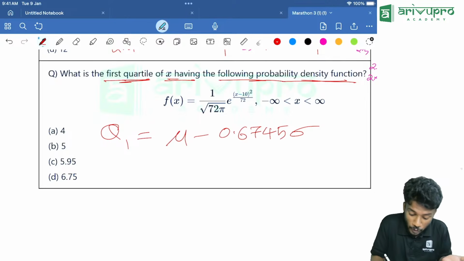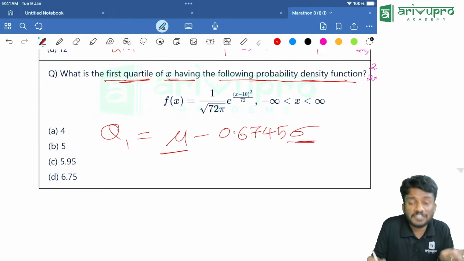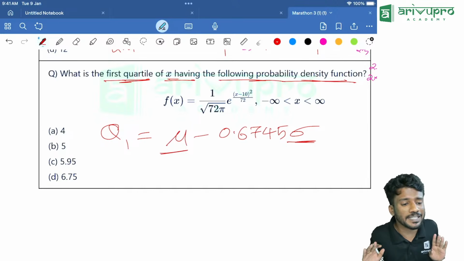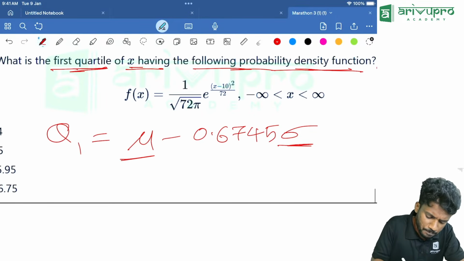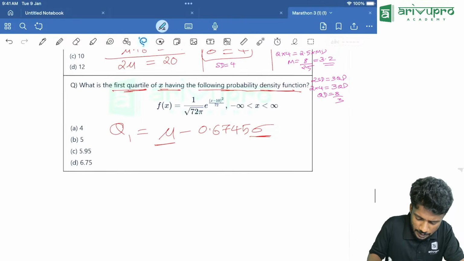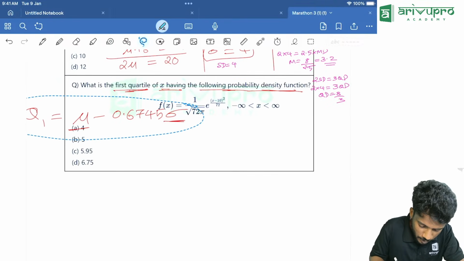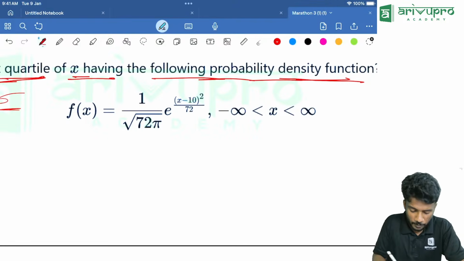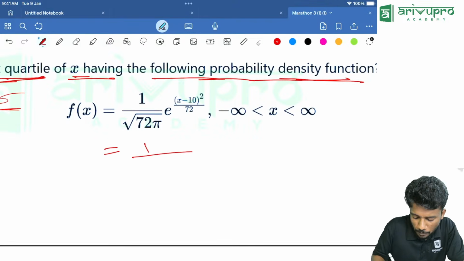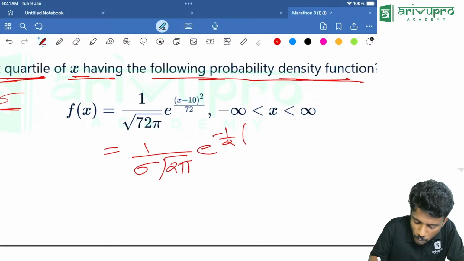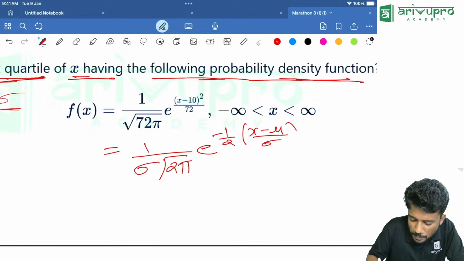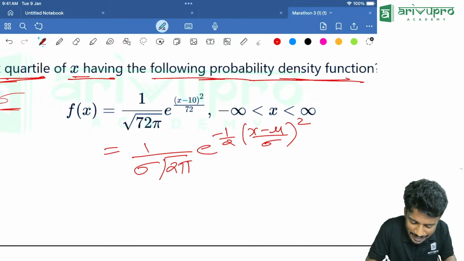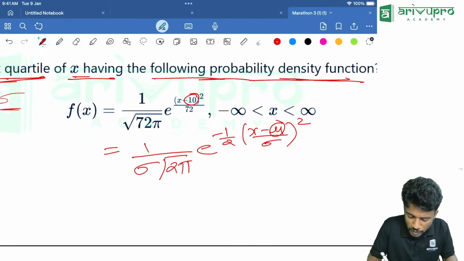We need to first find mu, then find sigma, just substitute there, then finally you will get the answer. So how to do that? We already did this, again I'm redoing it. I'm just keeping the general formula over here for better understanding, for comparison. So what are we going to do? We are going to write the general formula. What is the general formula according to us? 1 by sigma root of 2 pi e raised to minus 1 by 2 x minus mu divided by sigma the whole square. From this we can easily compare and get mu is equal to how much?